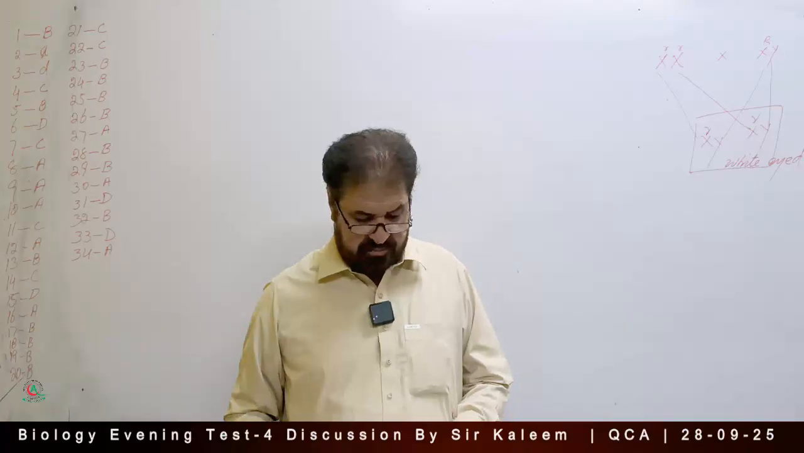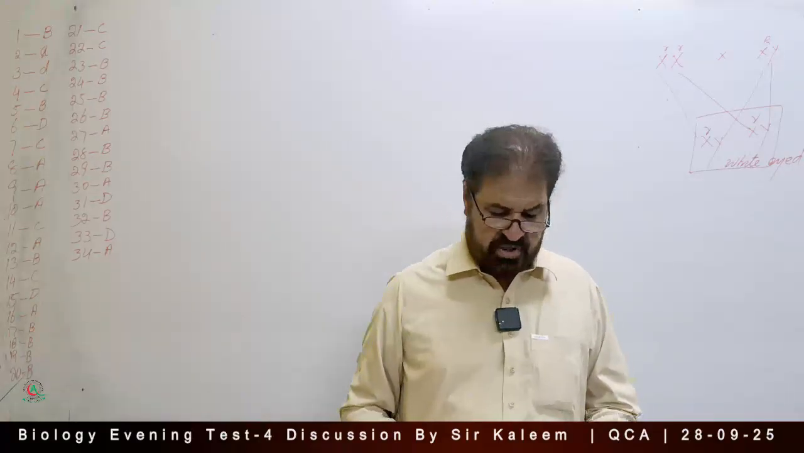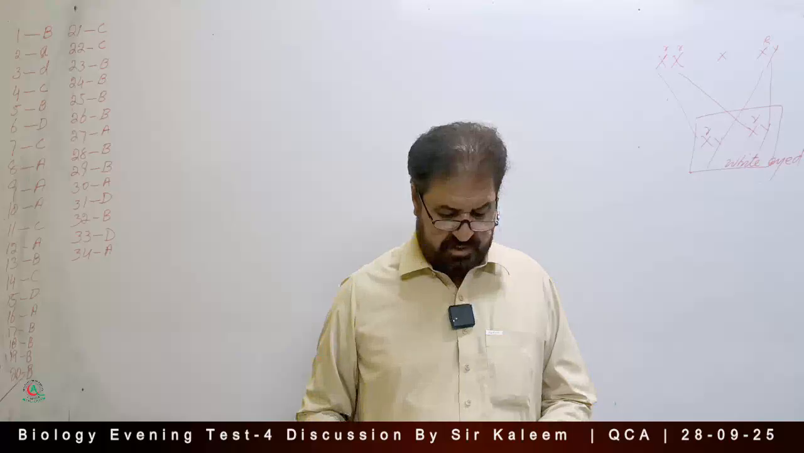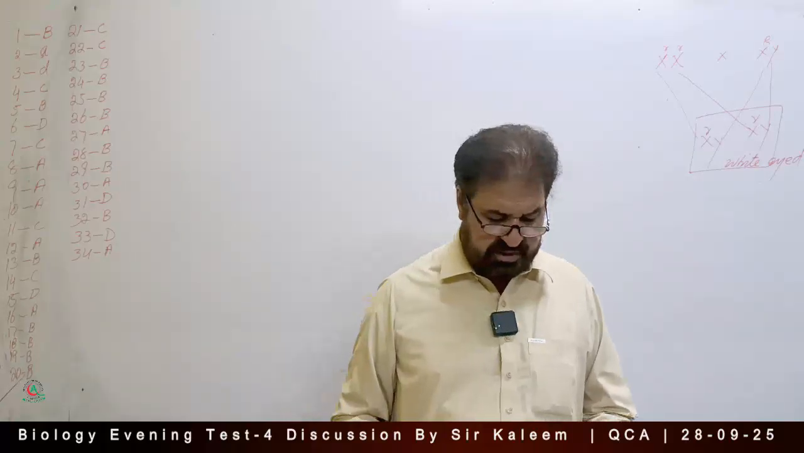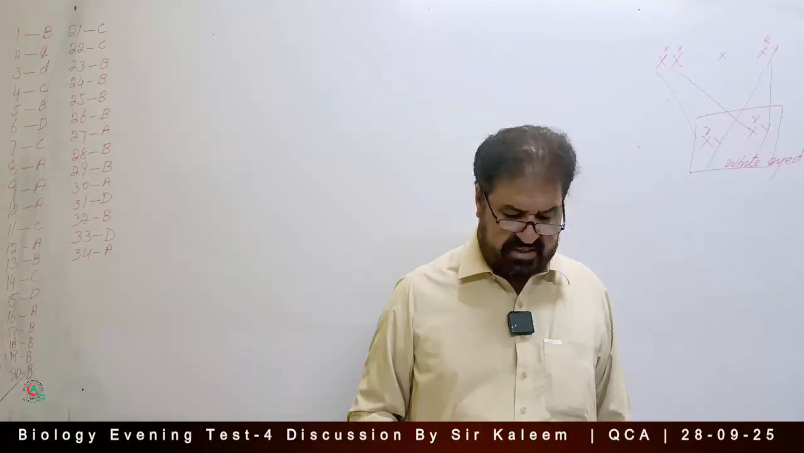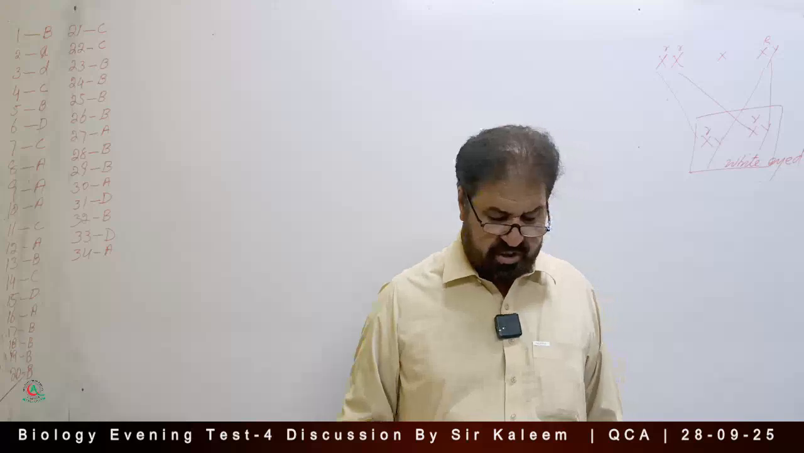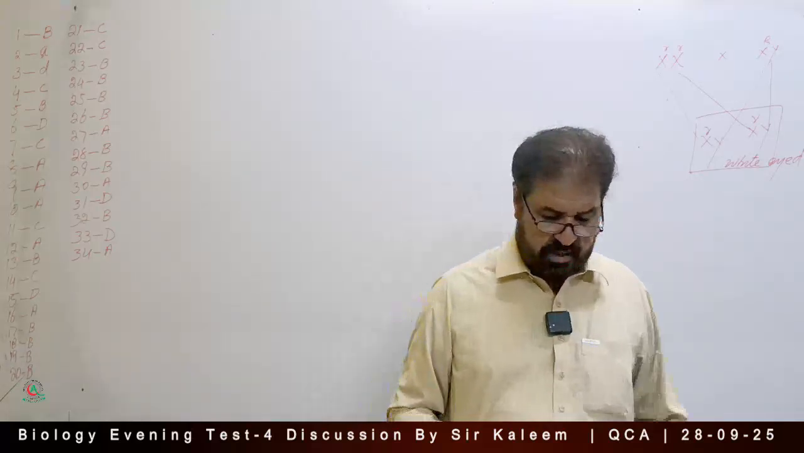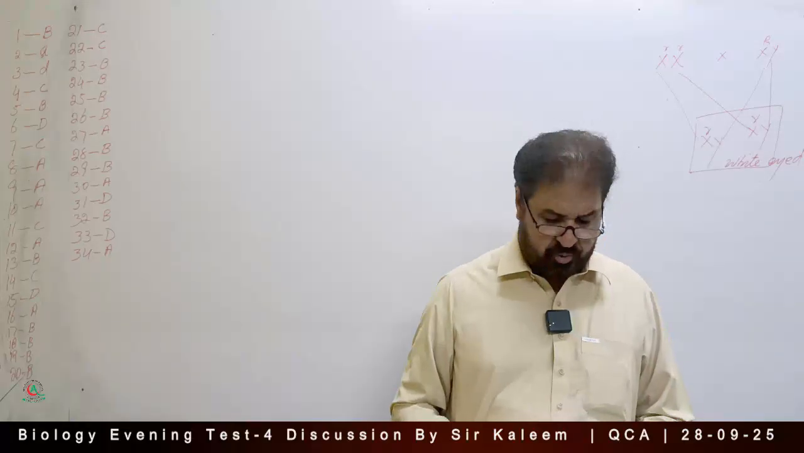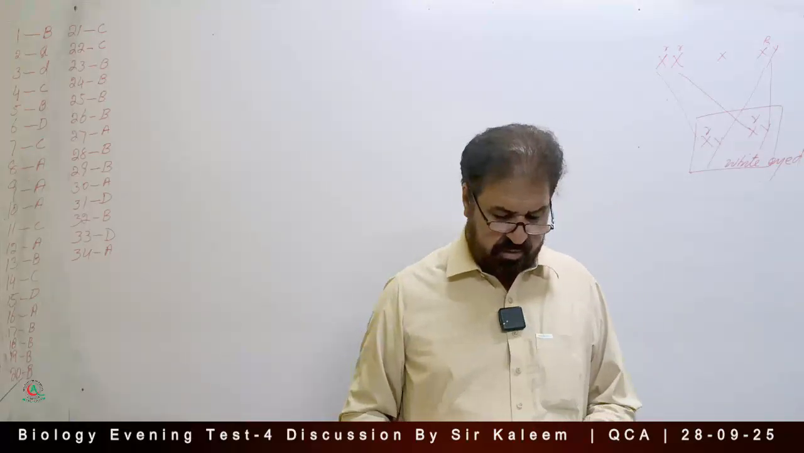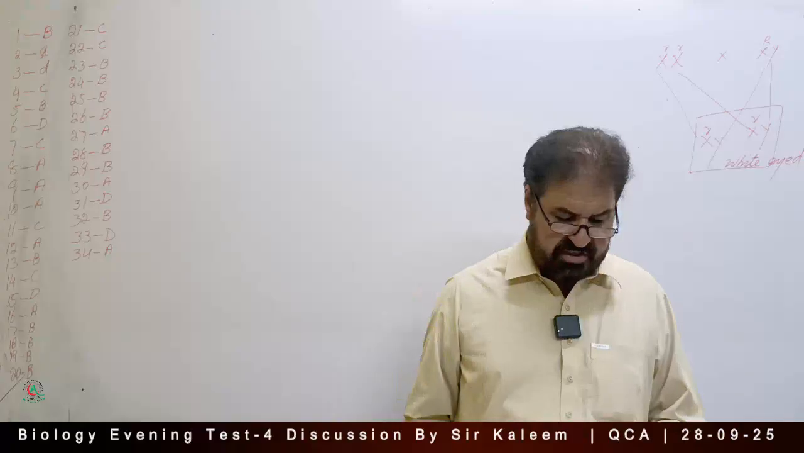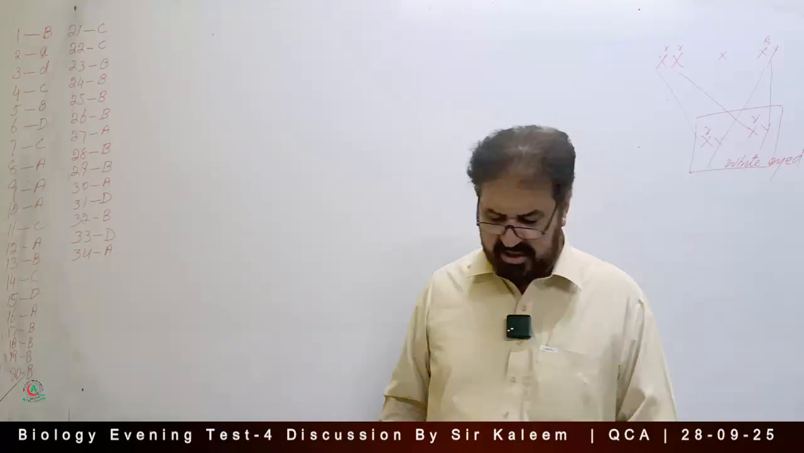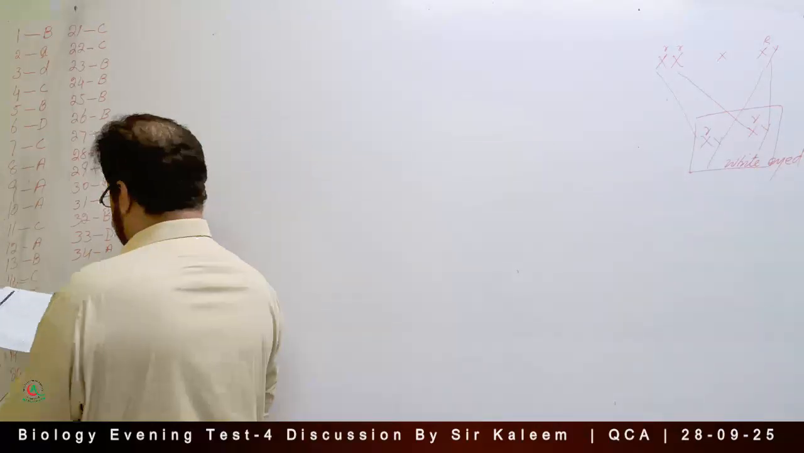Question number 35. Recombinant vaccines are produced using antibiotics, clone genes of a pathogen, synthetic toxin, or hormones. So the correct option is clone genes of pathogen. Recombinant DNA technology produces vaccines from the clone genes of a pathogen. So option B is correct.